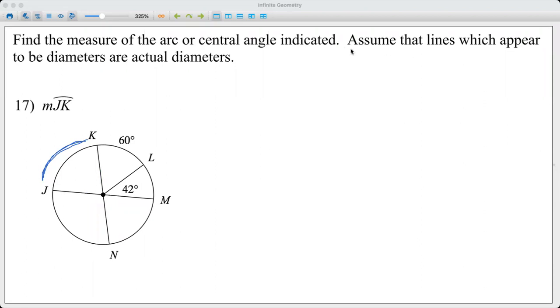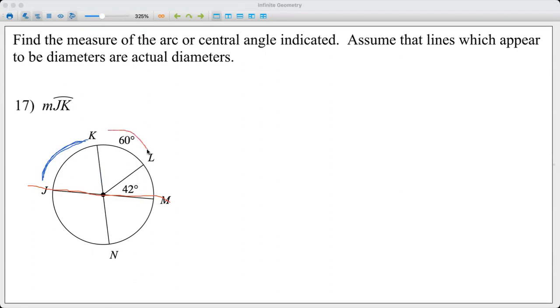If that method doesn't work, I would always look to see what you have for diameters. And notice I've got a couple diameters. I've got this diameter and this diameter. I could literally go with either one, but I'm going to go with this one. And notice, why am I going with this one?